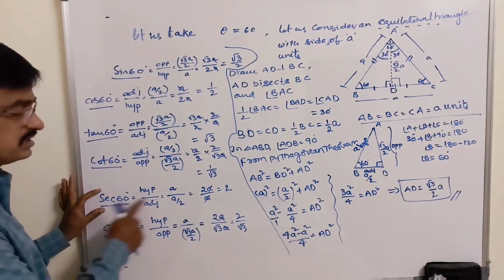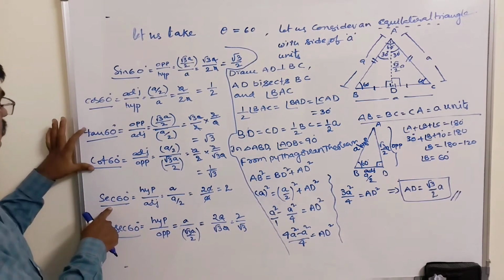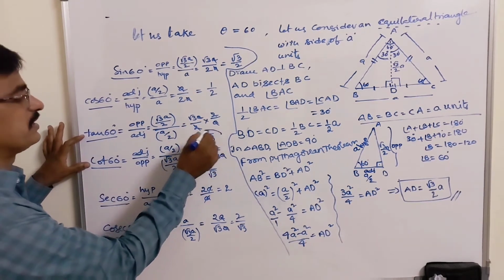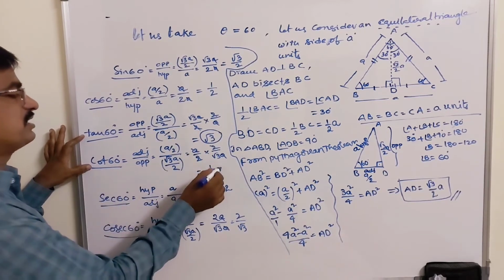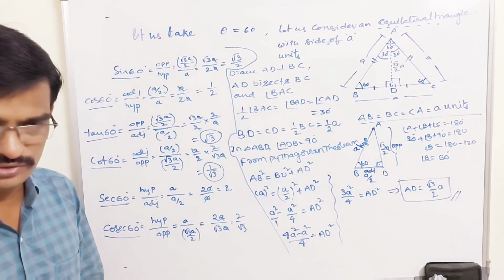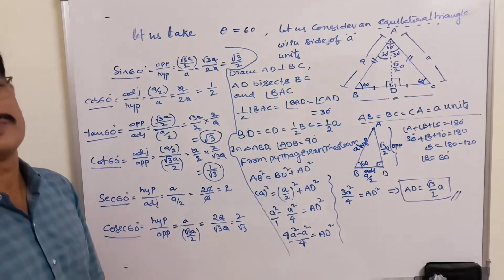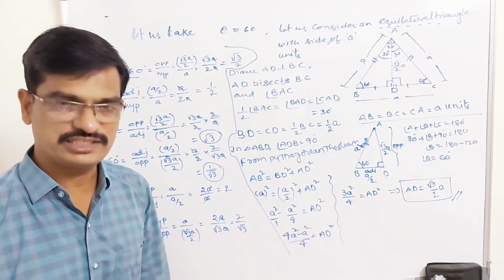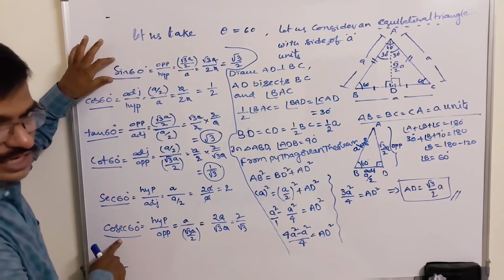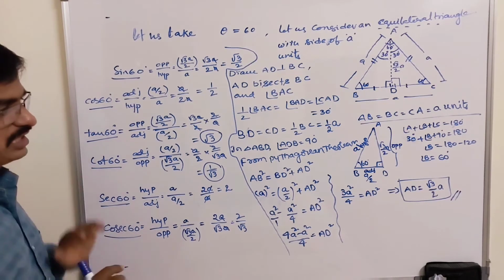If you check here, secant 60, that is, cos and secant are reciprocal to each other. When it comes to tan and cot, tan 60 is root 3 and cot 60 is 1 by root 3. See, root 3 and 1 by root 3 are reciprocal to each other. That is, tan 60 and cot 60 are also reciprocal to each other. In general enunciation, tan theta and cot theta are reciprocal to each other. Sin theta and cosecant theta are reciprocal to each other. Cos theta and secant theta are reciprocal to each other.